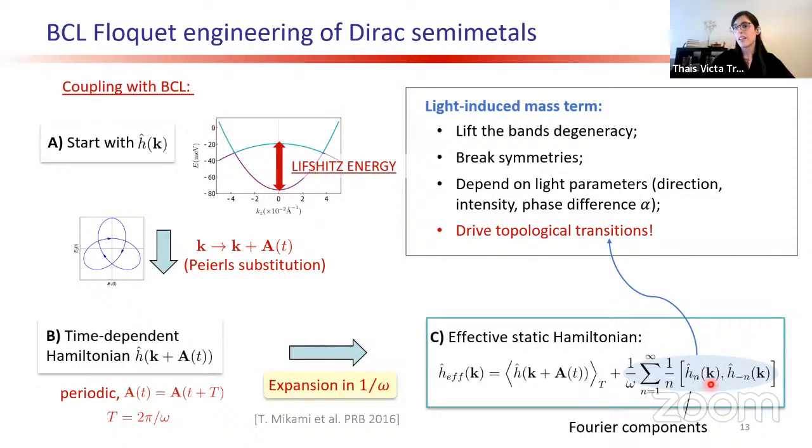These terms will break several symmetries that we had in the problem in equilibrium. And all the features of the light, for example, incidence direction, phase difference, frequency, will all be encoded in this term here. And this is the term that ultimately for us in our model will drive different topological transitions. So let's see one example of what these terms do.